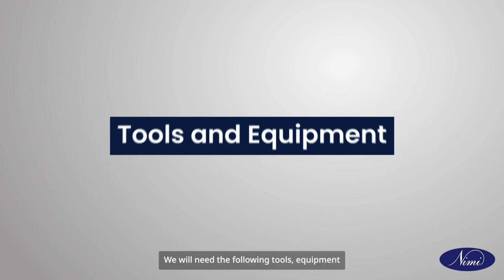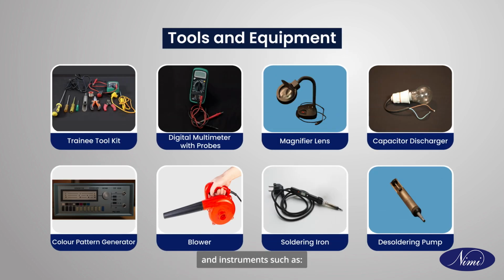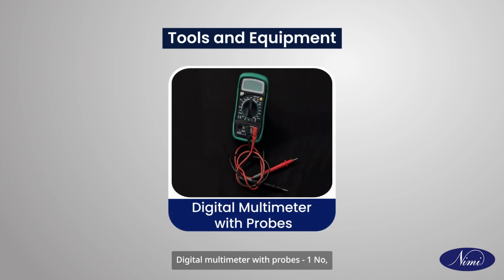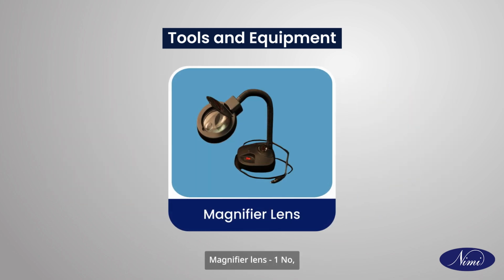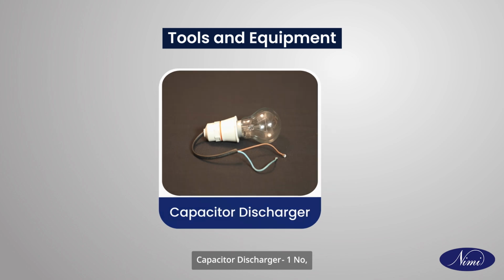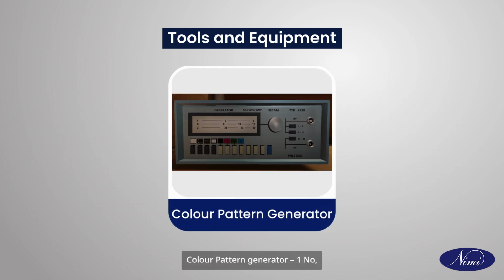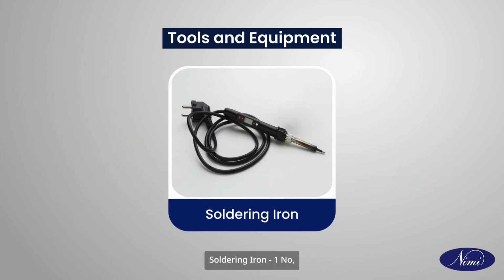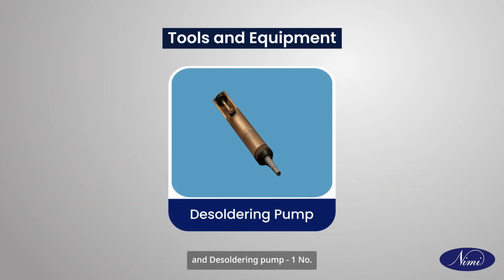We will need the following tools, equipment, and instruments such as Trainee Toolkit 1 set, digital multimeter with probes 1 number, magnifier lens 1 number, capacitor discharger 1 number, color pattern generator 1 number, blower 1 number, soldering iron 1 number, and desoldering pump 1 number.